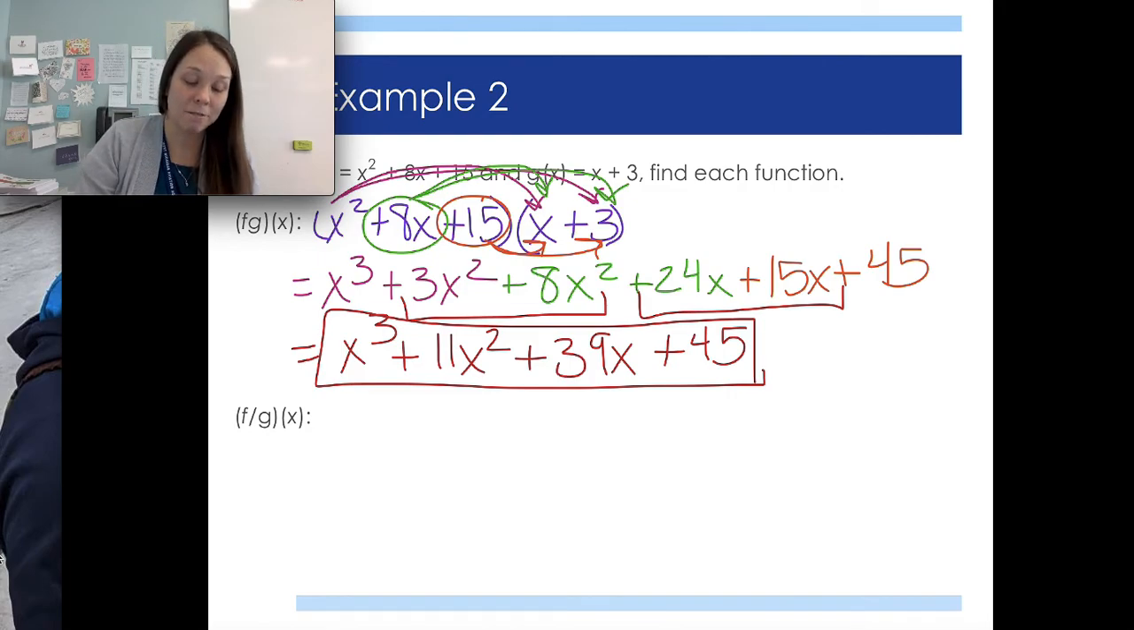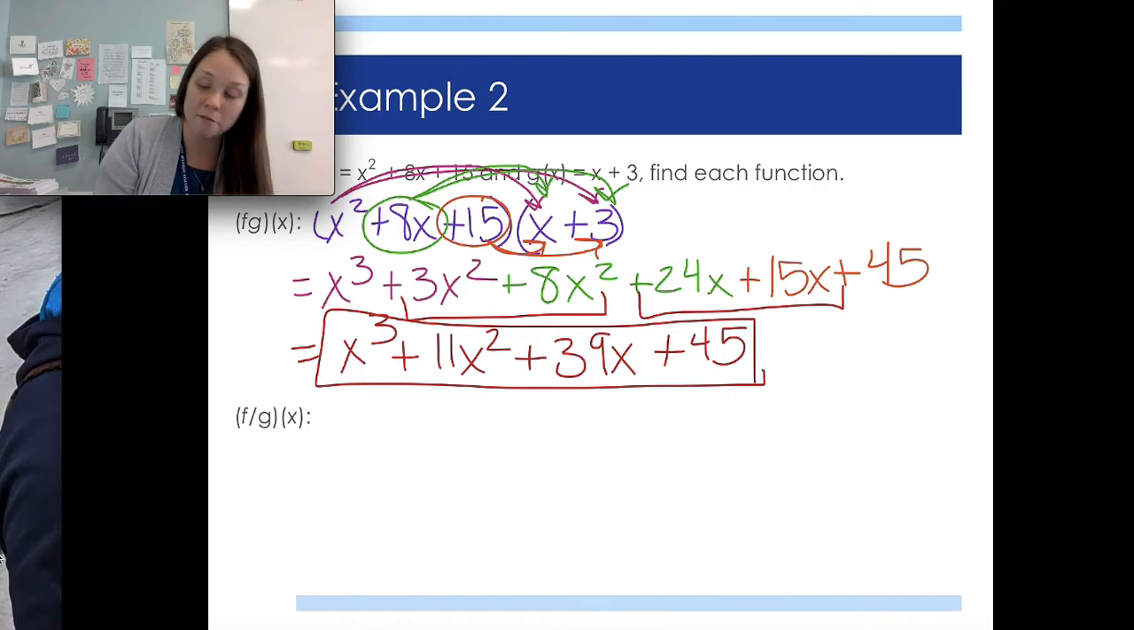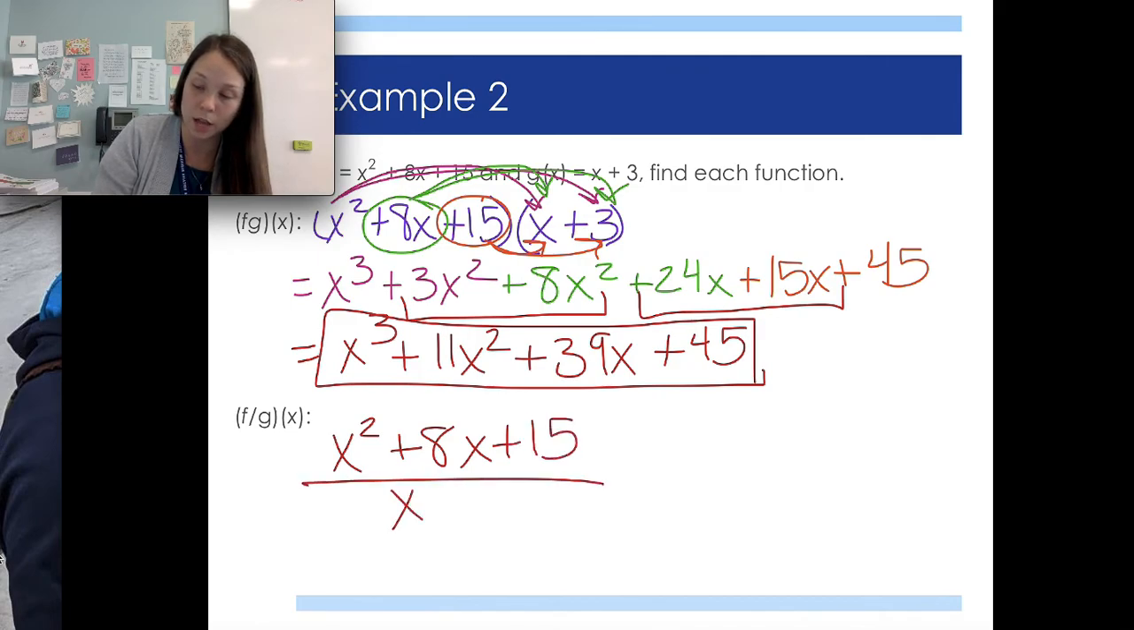All right, next, f divided by g. So f divided by g would be function f of x, x squared plus 8x plus 15, divided by function g, which is x plus 3.